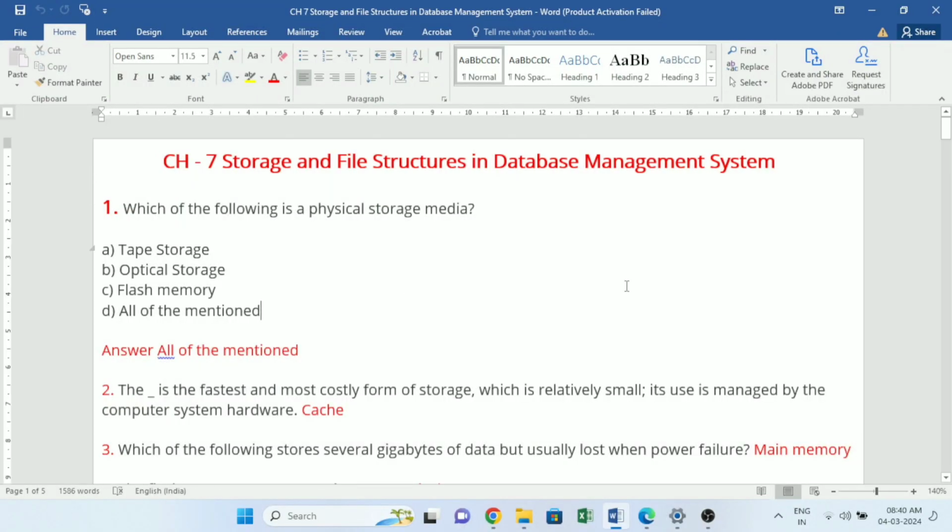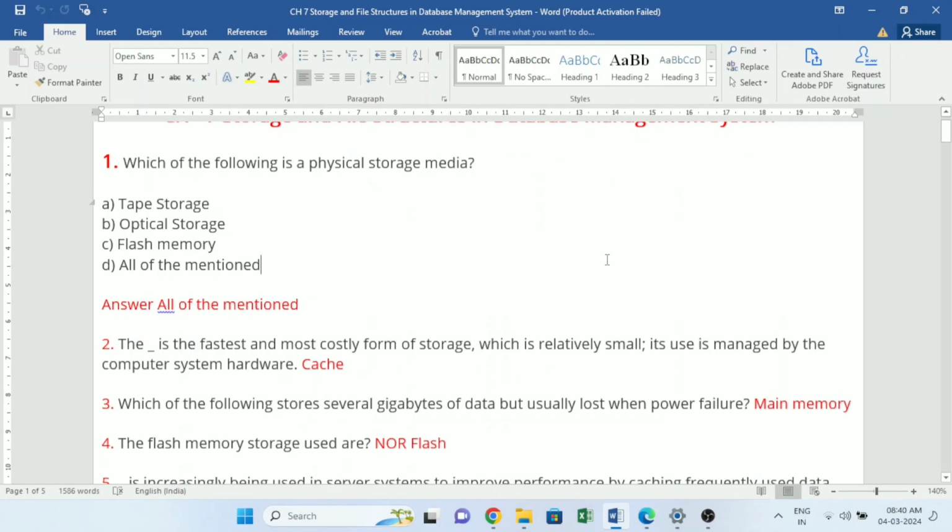Chapter 7: Storage and file structures in database management system. 1. Which of the following is a physical storage media? A. Tape storage. B. Optical storage. C. Flash memory. D. All of the mentioned. Answer: all of the mentioned.